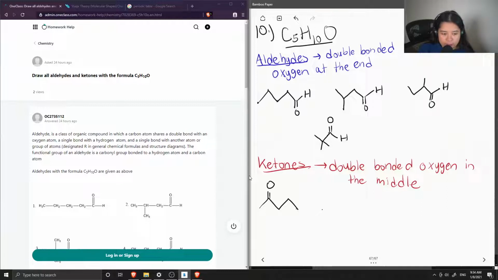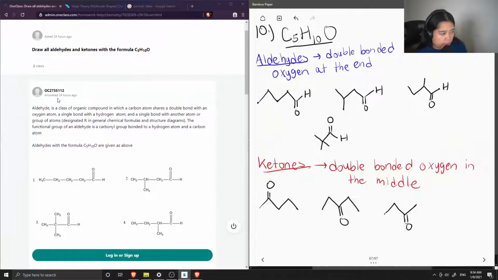We can try another 5-carbon chain, and the ketone can be smack dab in the middle, like right here on carbon 3. Or we could have a 4-carbon chain and have the ketone right there. Okay, so these are the 3 different ketones that you could have with the formula C5H10O. So now let's see what the junior tutor said.